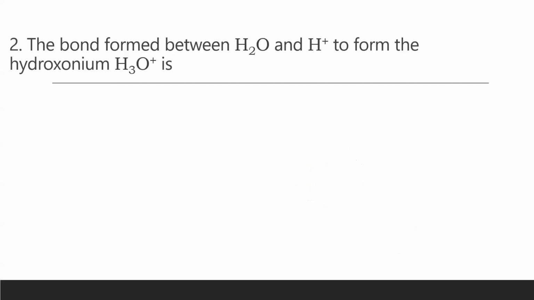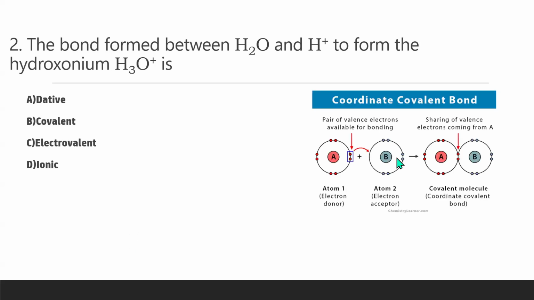Then the bond between water molecule and hydrogen ion to form hydroxonium ion is: A. Dative bond, B. Covalent bond, C. Electrovalent bond, and D. Ionic bond. So actually, when we say coordinate covalent bond, it is the same thing as dative bond. And a dative bond is a type of bond that involves sharing of electrons.